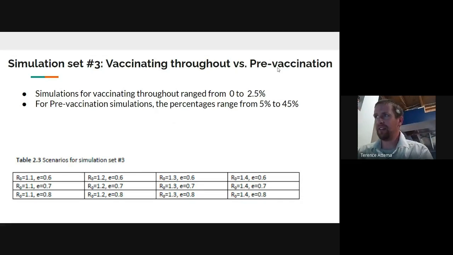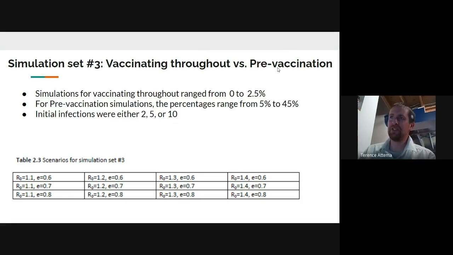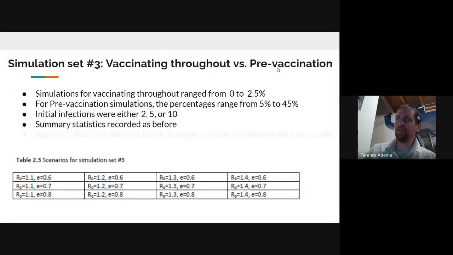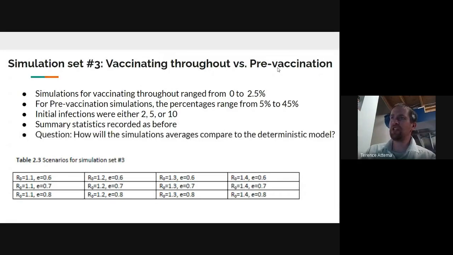So if you're lucky enough to get the vaccine before your particular town is infected, which wasn't the case for COVID, I compared that as well. So I looked at initial infections, either 2, 5, or 10. And then I recorded summary statistics as I always do. The question I was interested in was, how does the simulation average compare to what I call the theoretical curve?